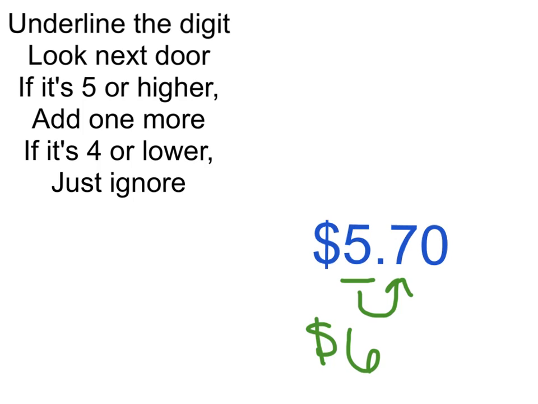Now what do we do with these numbers? After you round, you need to make the rest of the numbers into zeros. So our rounded number is $6 with no cents.